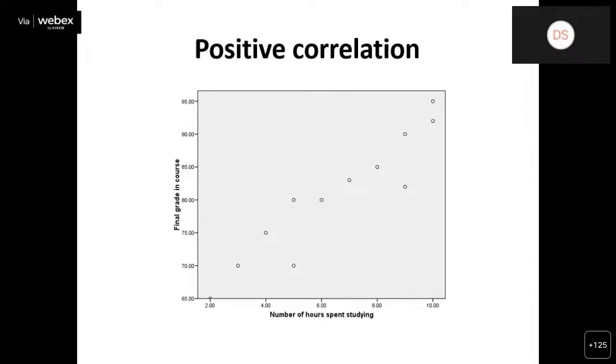So the previous example which we told is an example of a negative correlation. When the distance increases, the number of visits is likely to decrease. But in this particular example, the more time you spend, the chance of getting more marks is very high. So this is an example of what we call positive correlation.